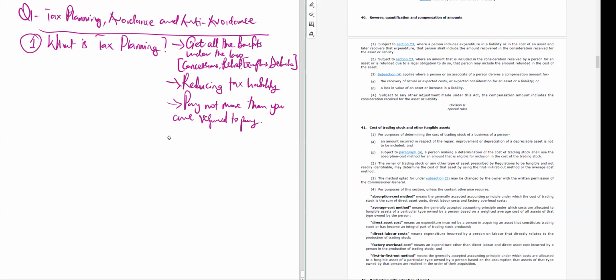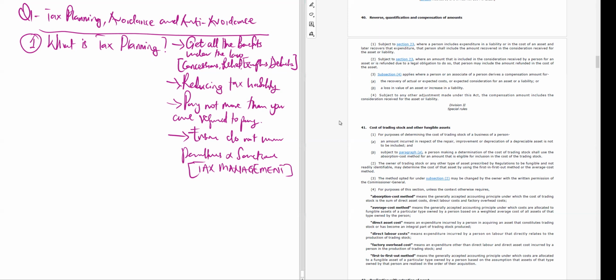And another aspect of tax planning, which people don't often talk about, is to ensure we do not incur penalties and sanctions through our planning, right? And this is an aspect of tax planning which people usually ignore. We call this tax management, or tax compliance, right? So now you have decided that you are planning tax for a client. Okay, good.